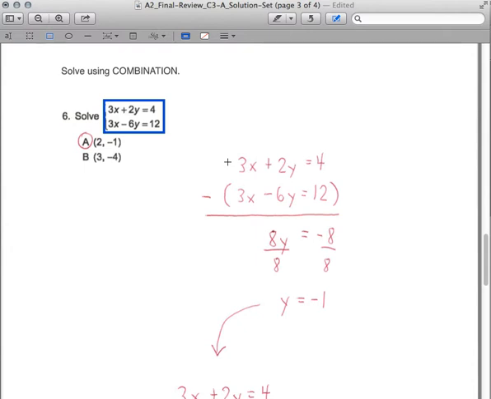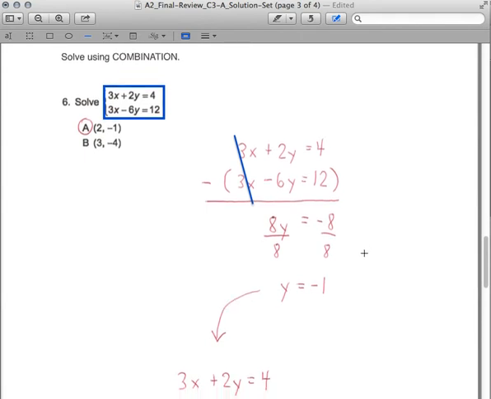In this case, we have positive 3x and positive 3x. That allows us to subtract one equation from the other. And by doing so, we are creating essentially 0x. We are canceling the x terms. Positive 2 minus negative 6, that's where we get positive 8y from. 4 minus 12, that's where we get negative 8 from. We can then solve for y and actually get a value.